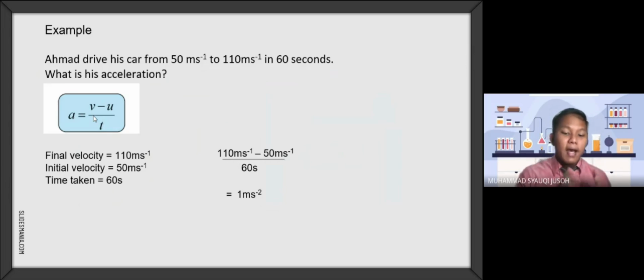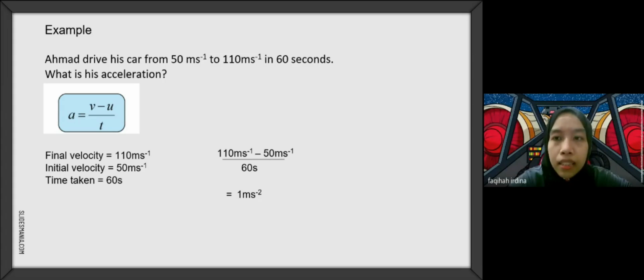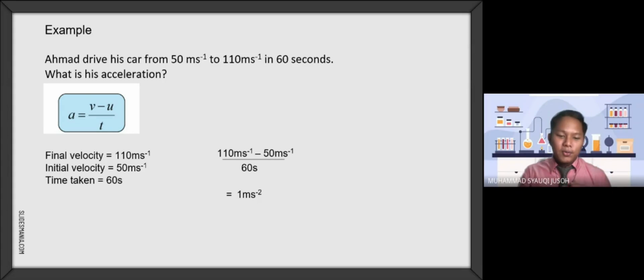Okay, but in some situations, the acceleration is negative in value. This is called deceleration because that object slows down and stops. Do you understand, students? Yes, sir. Okay, good.